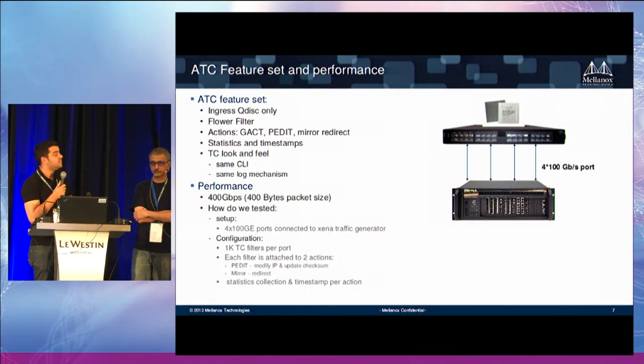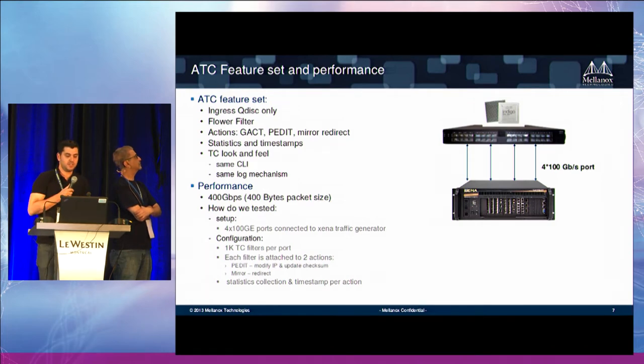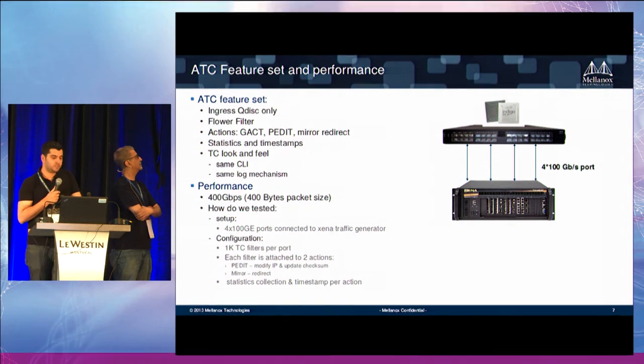So what did we implement? We wanted to reach a POC pretty quickly, so we decided on a small, minimum feature set that will test our platform to see the performance. So only ingress qdisc currently, with the flower filter. Flower filter is more human readable and easier to understand. The actions that we support are the general actions: OK, continue, reclassify, drop, etc. P-edit, layered and raw mode, mirror redirection egress only, statistics and timestamp per action. And we kept the TC look and feel using the netlink, so the user can come and configure the TC commands. We listen to the TC commands, get the configuration, and download it.